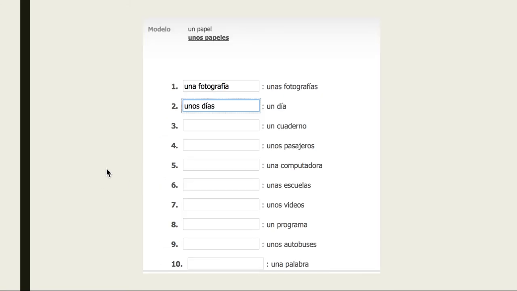The next exercise, all you have to do is take the noun over here and the definite or, I guess it's just indefinite article, and change it to either singular or plural. So in the first example, unas fotografías, that's in the plural form. To change it to singular, you would put una fotografía. Likewise, un día is a singular noun, masculine as well. So to change it to plural, you would put unos días.